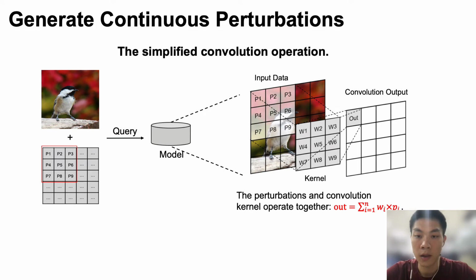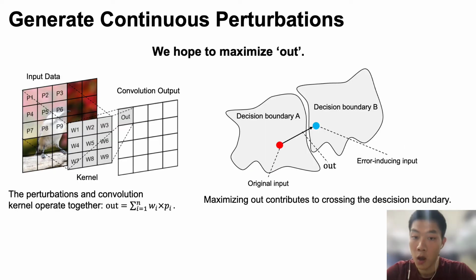We first analyze the workflow of CNN and aim to find the weakness of CNNs. The core function of CNNs is the convolution operation, which is a linear operation that involves the multiplication of a set of weights with input. In this slide, we can see that perturbations is multiplied by the kernel, and the result of the multiplication is out. We hope to maximize out.